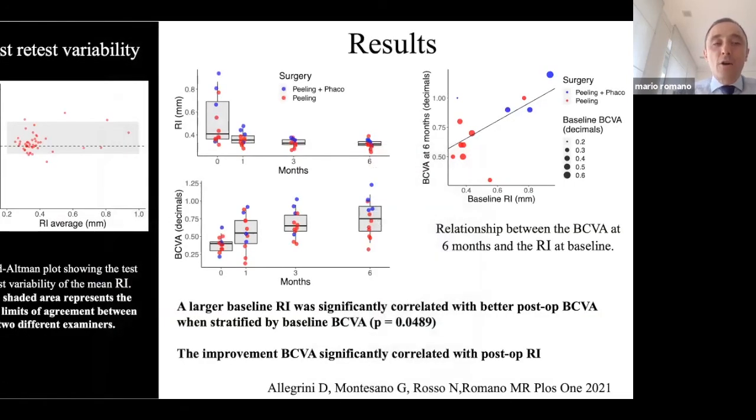And according to the retest variability, the Bland-Altman in our paper said that the shaded area that you can see here represented 95% limits of the agreement between the two different examiners. And according to our result, a larger relaxation index was correlated with the better postoperative best corrected visual acuity when stratified, of course, by baseline best corrected visual acuity. And the improvement of visual acuity was correlated with the post-op relaxation index.